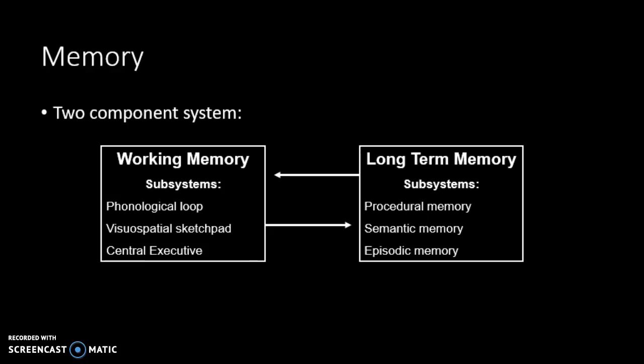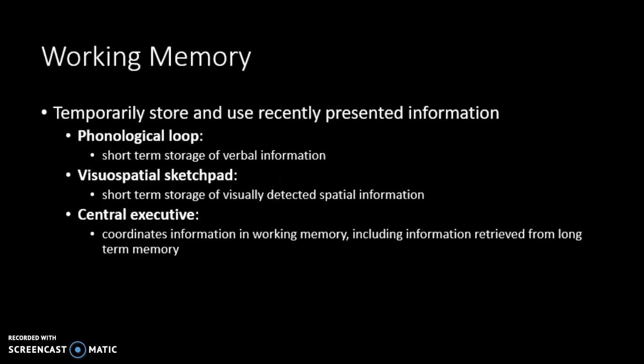So there's a two-component system. We have working memory, which is going to end up being our short-term memory, and then long-term memory, obviously being our long-term memory. And we're going to focus today. We'll talk about the phonological loop, visuospatial sketchpad, as well as the central executive, and go into a little bit of the long-term memory subsystems.